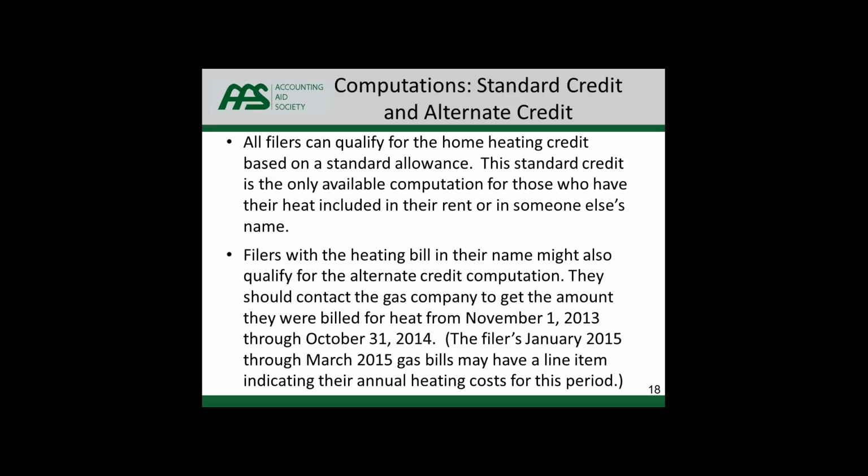All filers who are otherwise eligible, of course, can qualify for a heat credit based on a standard allowance if it's within the income range. The standard credit is the only computation available for somebody whose heat is included in their rent or in someone else's name. Filers with the heating bill in their name might also qualify for an alternative credit calculation. And we urge everyone in that situation to contact their energy provider to get the amount billed.